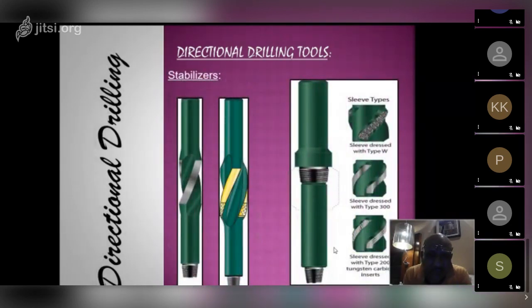Now these are the other tools. I was talking about the stabilizers. Stabilizers are of different types, different sizes. Why do we need a stabilizer in the hole? Because I have to stabilize the string inside the hole. That's the function of a stabilizer.